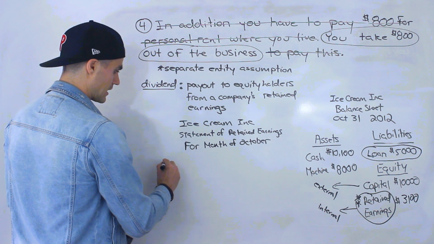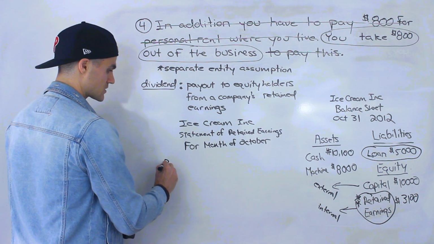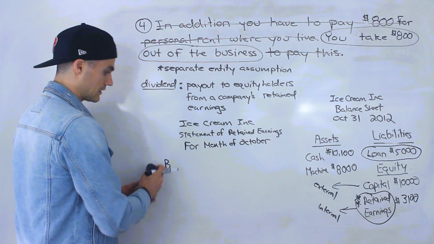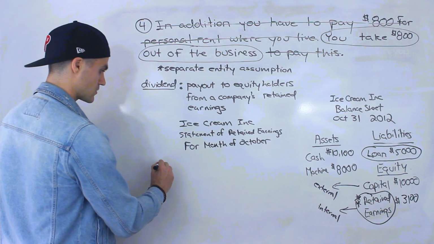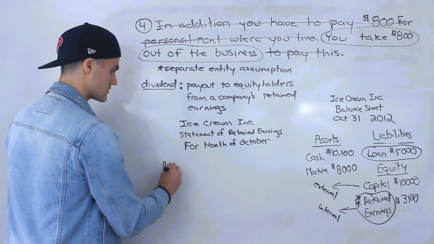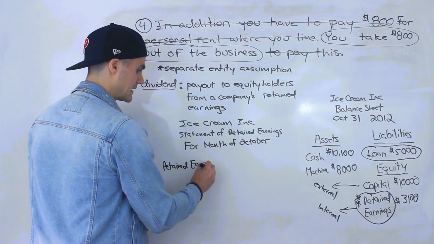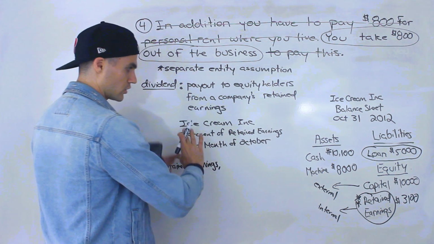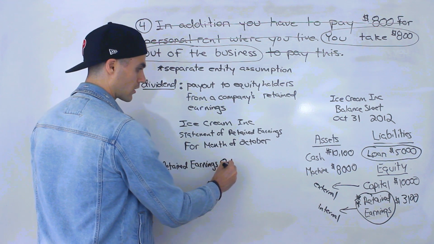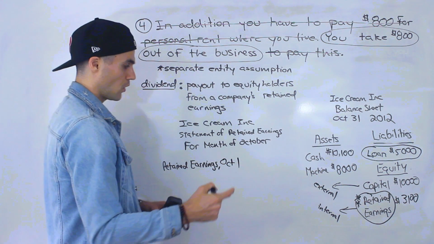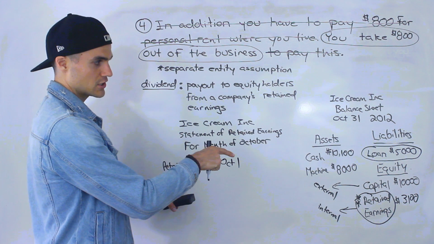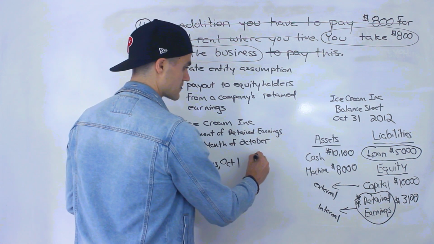And so the way it works, its format, is we start with the beginning retained earnings for that period. So we would write retained earnings. And what was the beginning of the period? We're looking at October, so October 1st. What was the retained earnings on the balance sheet on October 1st? It was $2,000.